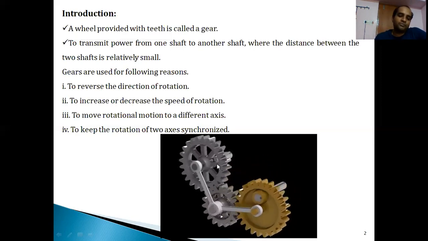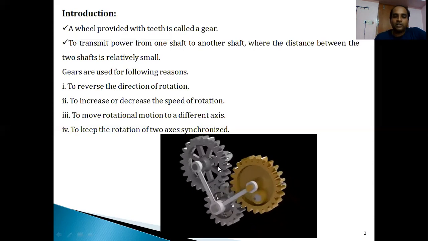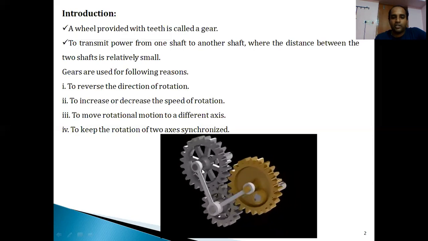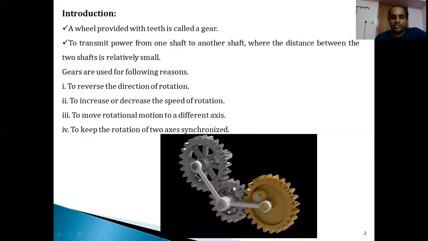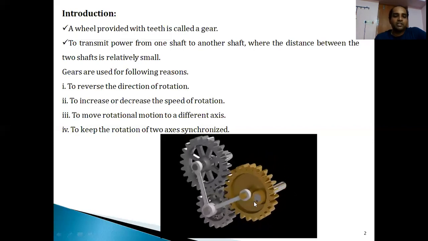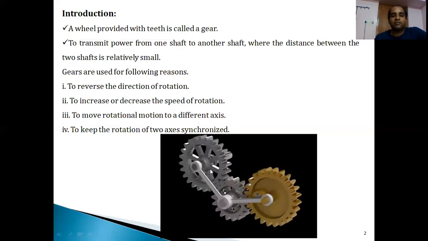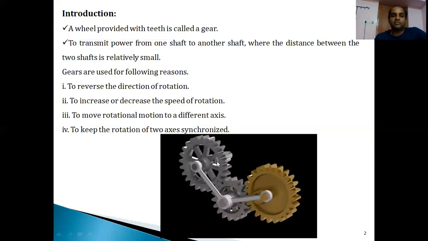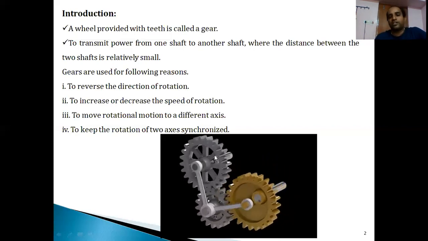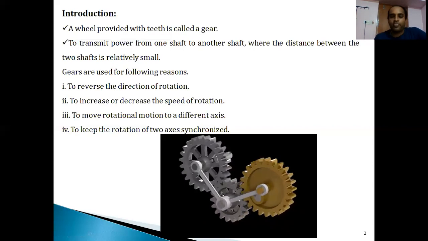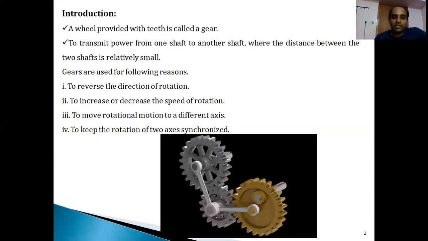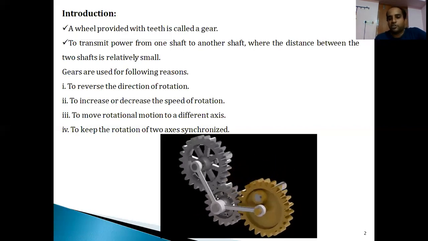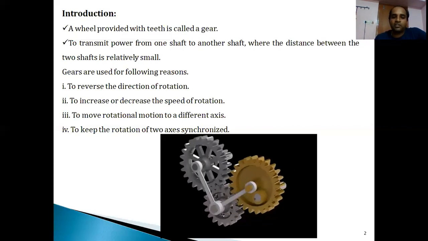Now, the purpose of using gears: you can see in this picture one gear rotating faster, then slowing down, then rotating faster again. Similarly, you can see the second gear and the third gear. What it means is that you can increase or decrease the speed very easily in gear drives when compared to belt drives. The speed of rotation can be increased or decreased at any point of time. Similarly, these gears can rotate in either direction. They can rotate in the forward direction or even reverse the direction of rotation.